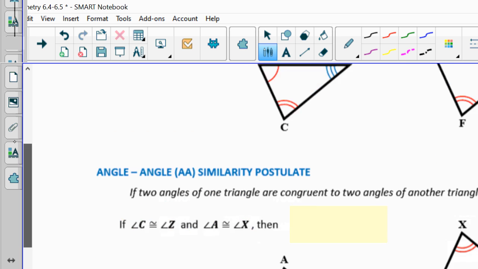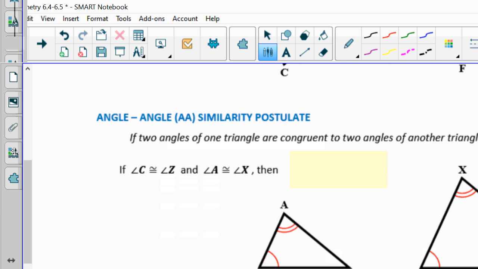All right. So now we have the angle-angle similarity postulate. So the AA similarity postulate tells me if two angles of one triangle are congruent to two angles of another triangle, then the triangles are similar. So we don't have to prove all three angles are congruent. We only need two angles congruent to prove triangles are similar.